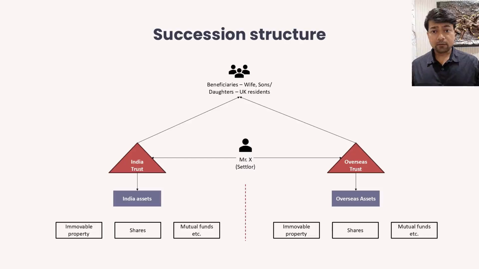Typically, in these kinds of situations, what we generally advise is that such a person should have an India trust for the Indian assets and an overseas trust for the overseas assets. And the beneficiaries of both the trusts can be the family members of such a person who are resident outside India. Now, what should be the various parameters or considerations that such a person needs to keep in mind?